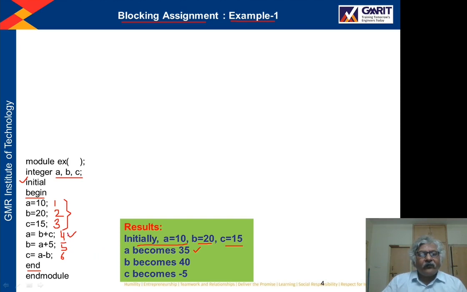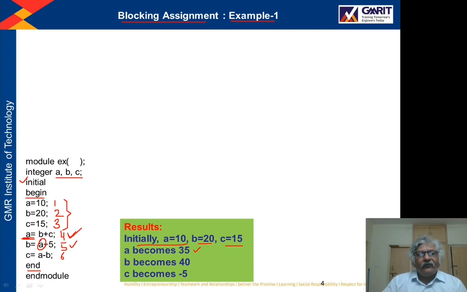Now unless the fourth statement is executed, the fifth will not execute. So when the fifth statement is executed, at that time here you will get the updated value of A from statement number 4, right? So now here what we have is A plus 5. A is already updated. A is 35. So 5 will be added to that.